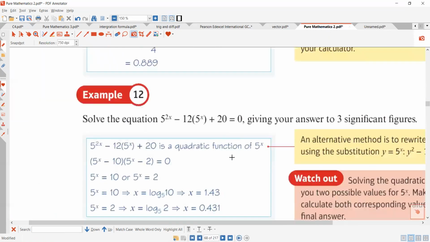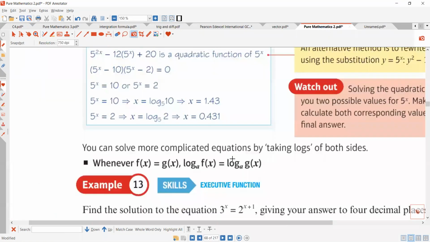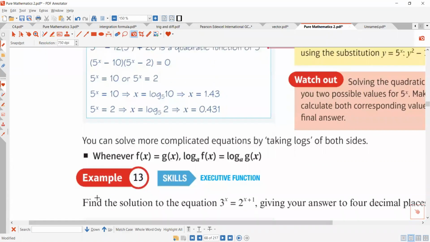Now let me see if there are any critical questions. Actually I wanted to do this one also. I do have time. Last question for today. Let's do this.